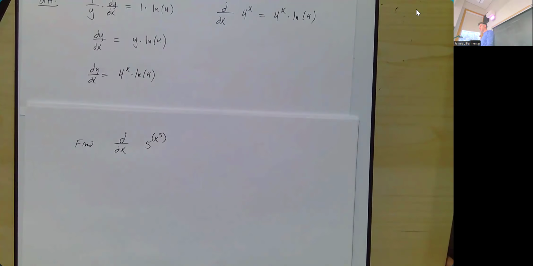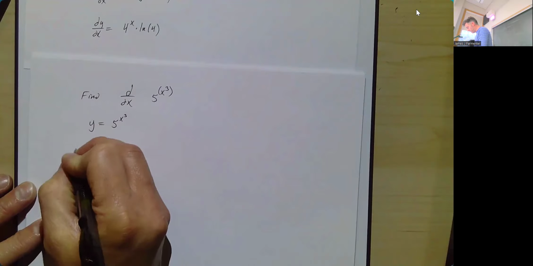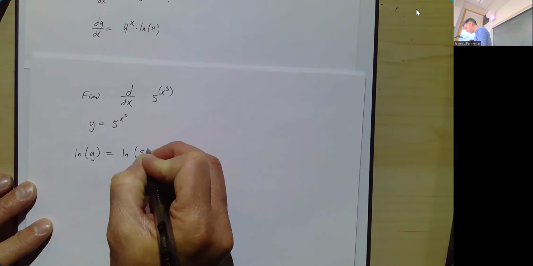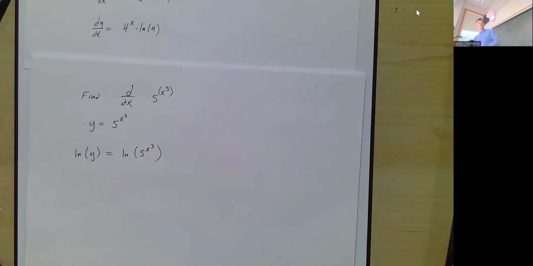I'm going to do the same thing. I'm going to say y equals that function, take the natural log of both sides, differentiate both sides, solve for y prime. We are going to stop doing this in a second because we're going to see a pattern. But let's start. So we're going to start with y equal to 5 to the x cubed. We're going to take the natural log of both sides.